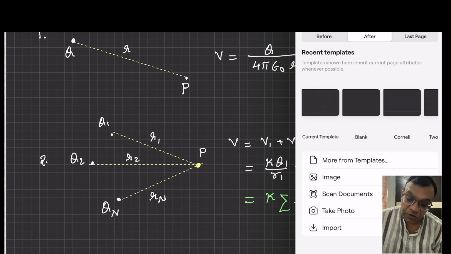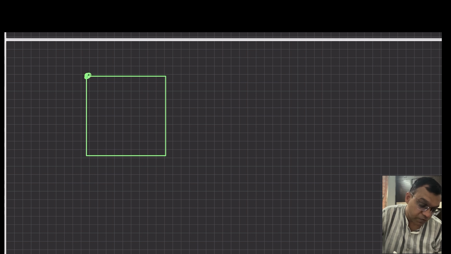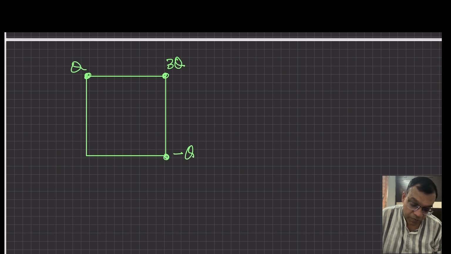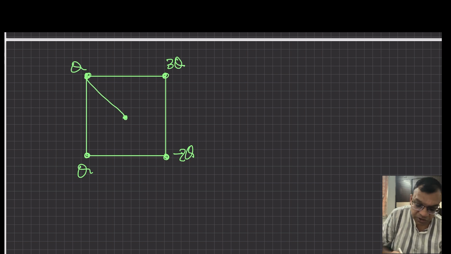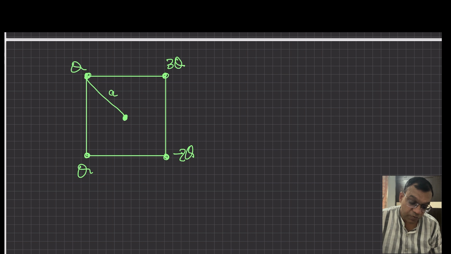Let's take one question. If we have 4 point charges at the vertices of a square, say Q, 3Q, minus 2Q, and Q, and we are asking the potential at the center, and say the distance from the vertex to the center is A. Then what is the potential here?